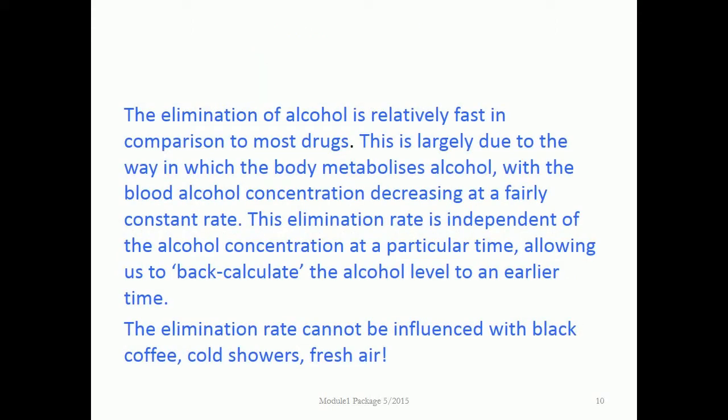The elimination of alcohol is relatively fast in comparison to most drugs. This is largely due to the way in which the body metabolizes alcohol, with the blood alcohol concentration decreasing at a fairly constant rate. This elimination rate is independent of the alcohol concentration at a particular time, allowing us to back-calculate the alcohol level to an earlier time. The elimination rate cannot be influenced with black coffee, cold showers, fresh air.